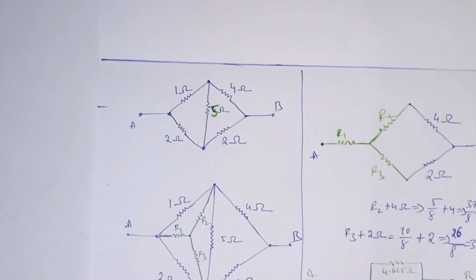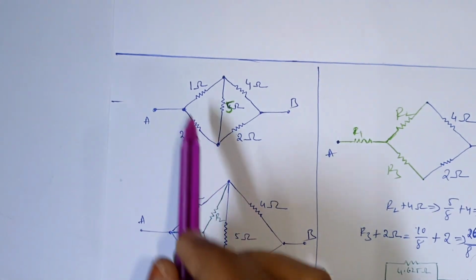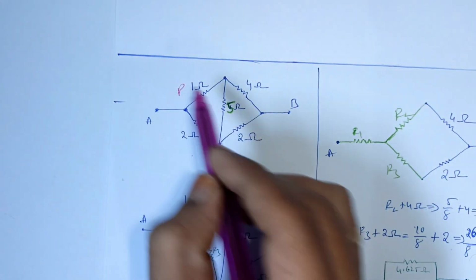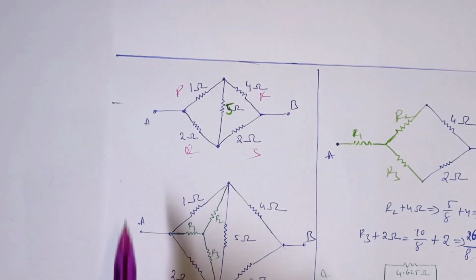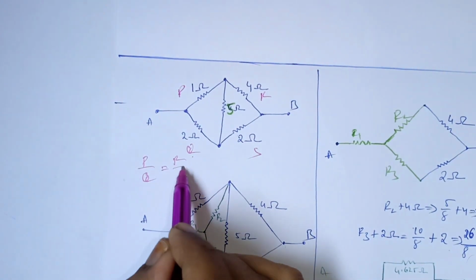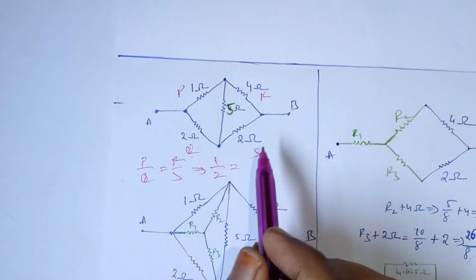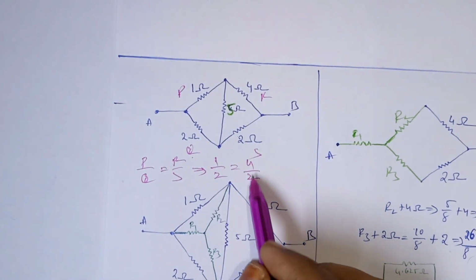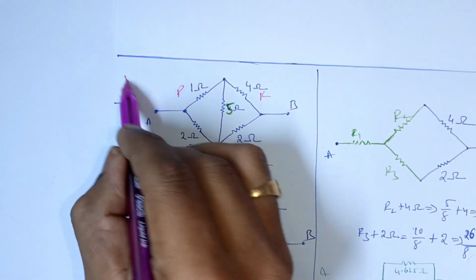At the same time, this is another circuit. This is P, Q, R, S, with P is 1, Q is 2. We need to check whether it is balanced or unbalanced. That is, P by Q is equal to R by S. This is the condition. At the place of P is 1, Q is 2, R is 4, and S is 2. So 1 by 2 is not equal to 4 by 2. So this is unbalanced.